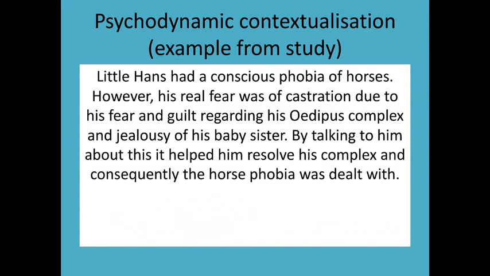And our context: Little Hans had a conscious fear of horses. However, his real fear was of castration due to his fear and guilt regarding his Oedipus complex and his jealousy of his baby sister. By talking to him about it, it helped him resolve his complex, and consequently the horse phobia was dealt with. So there we've got two strengths, two contexts, easy peasy. And while you're on a roll, why don't you take this time to do another six pairs of strengths for the other approaches and perspectives.